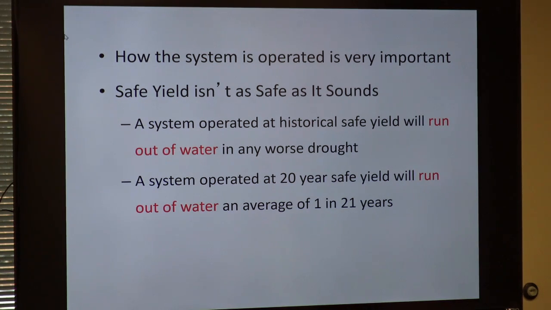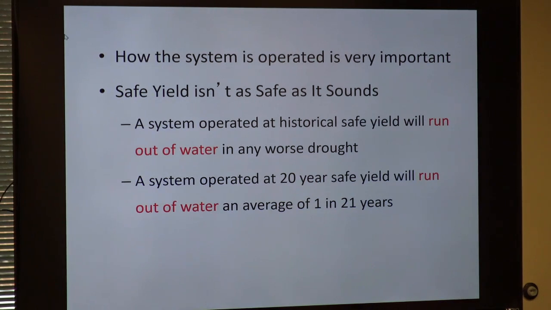So, safe yield, if you're considering the drought of record, then I think it would be okay to say safe yield is safe. But if you're considering something different as your safe yield study, then you might get a different safe yield value that might not be safe enough. So a system operated at historical safe yield will run out of water in any worse drought. If your drought is worse than the historical drought, then the chance of running out of water is high.